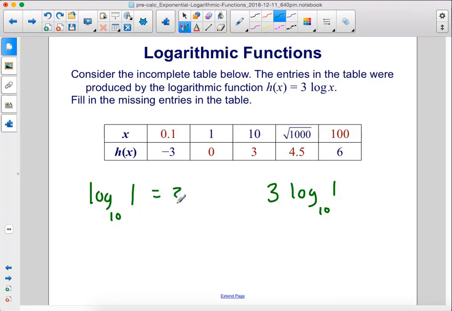10 to what power gives us 1? That is 0. So this whole thing here is 0. 3 times 0 is 0. So if you just plug in all these x values here, you can get the y values as shown.